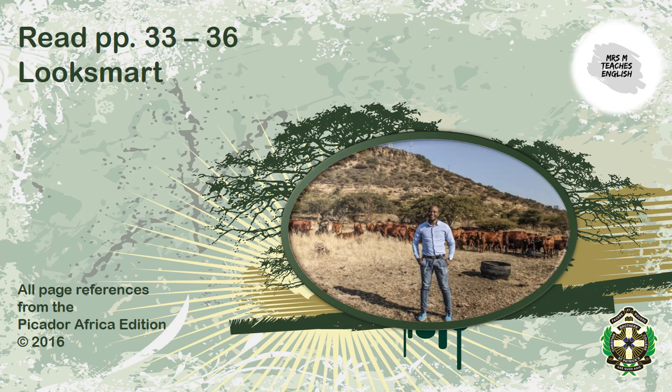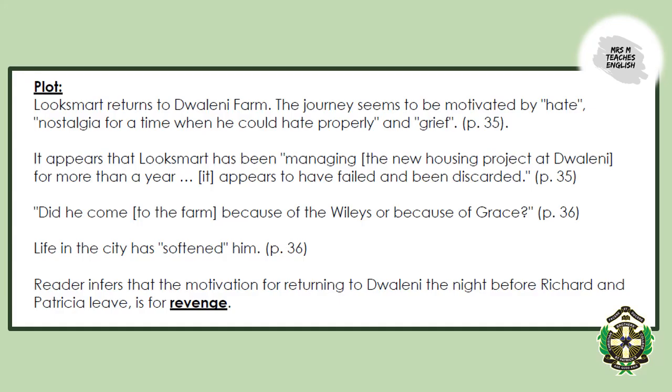Pause the video now and read Look Smart's first section in part 1, from pages 33 to 36. We learn that Look Smart is returning to Dwaleni as the manager of the new housing development on the farm. His ties to Dwaleni are strong but troubled. It's obvious that something terrible happened on this farm, and Look Smart is returning before the Wileys finally leave to confront these demons from the past.